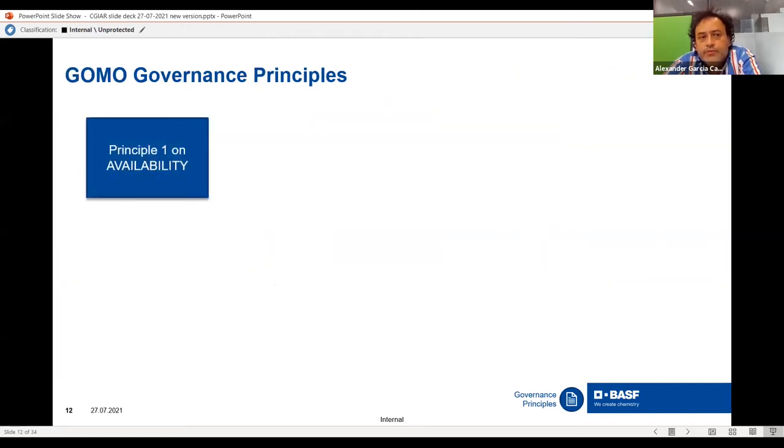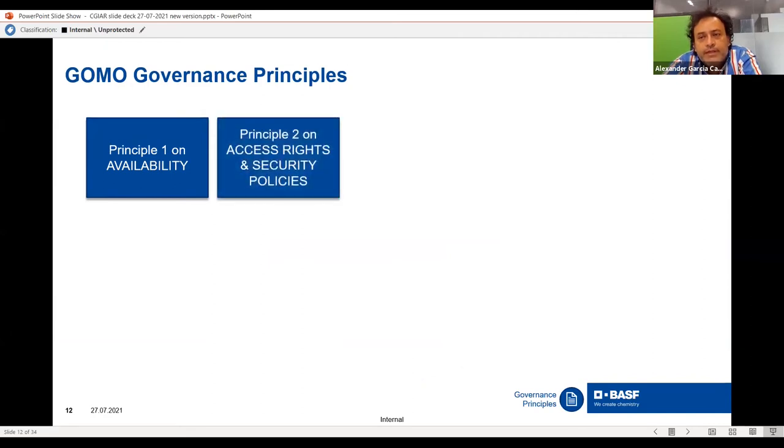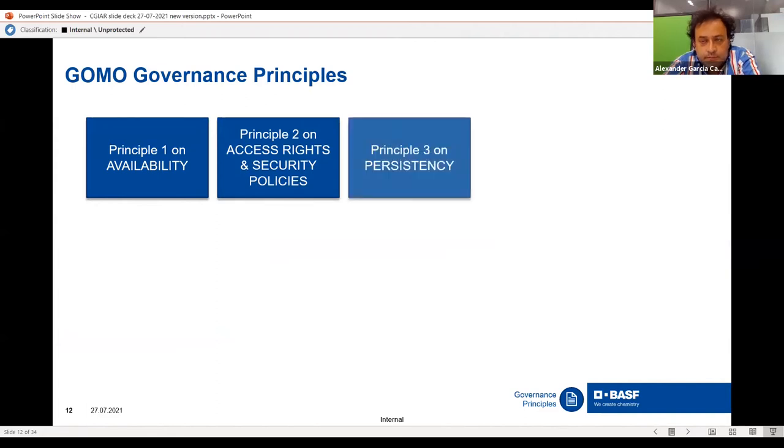What are the governance principles that we have so far been working on? So in a nutshell, we now have eight principles, principles on availability, stating that ontologies must be available across the organization. But availability doesn't mean that they are open for everybody, because we have access rights and we also have security policies. So we also have a principle that states that ontologies must come up with their own access rights and security policies. Of course, that puts a burden on the tooling, because the tools have to make sure that you can manage access rights and security policies when making ontologies available.